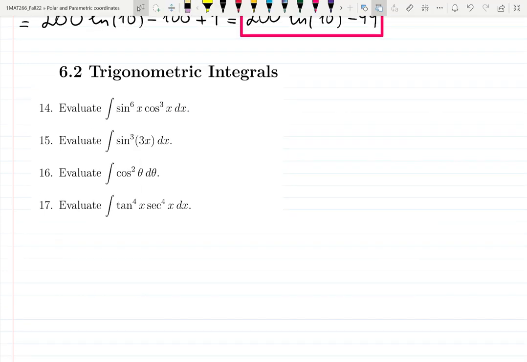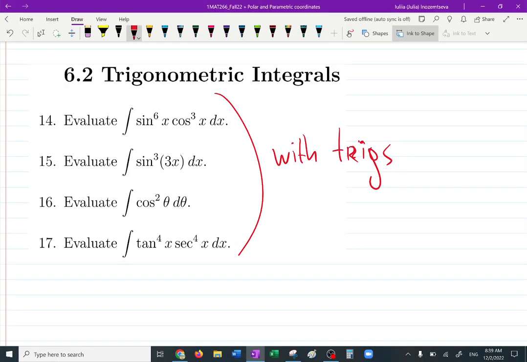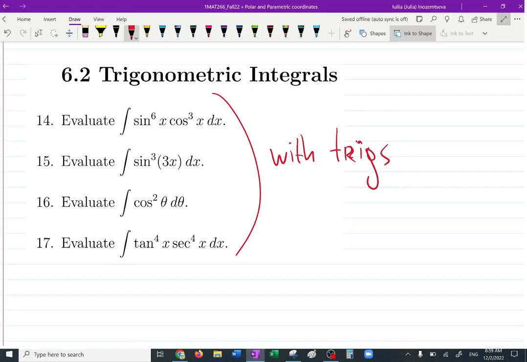The chapter about trigonometric integrals has 2 subchapters. Integrals with trigs, those guys, so they have trigs in them. And integrals that require trigs to solve them.